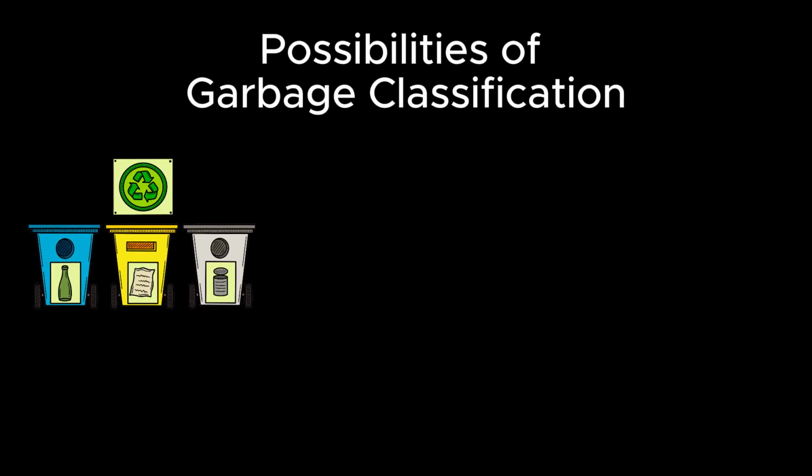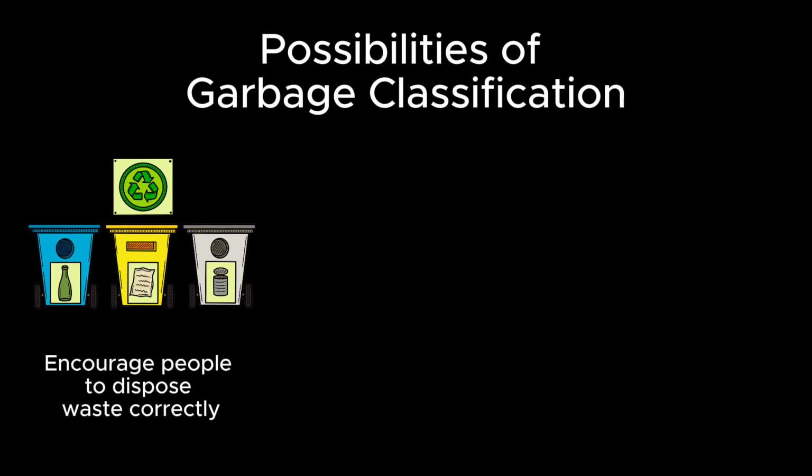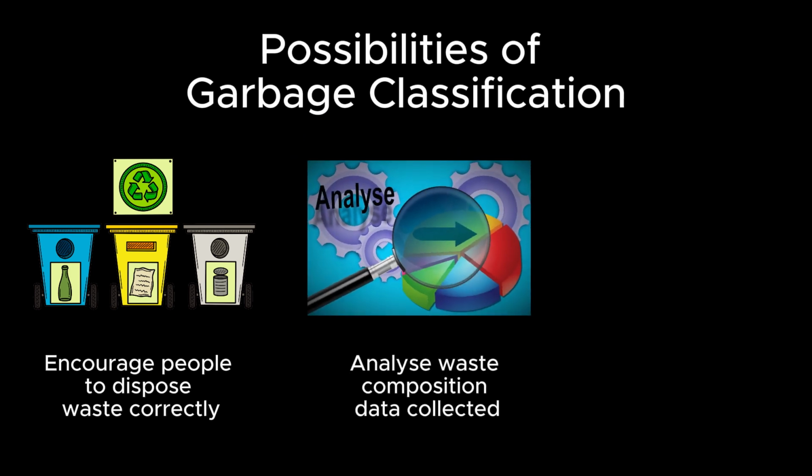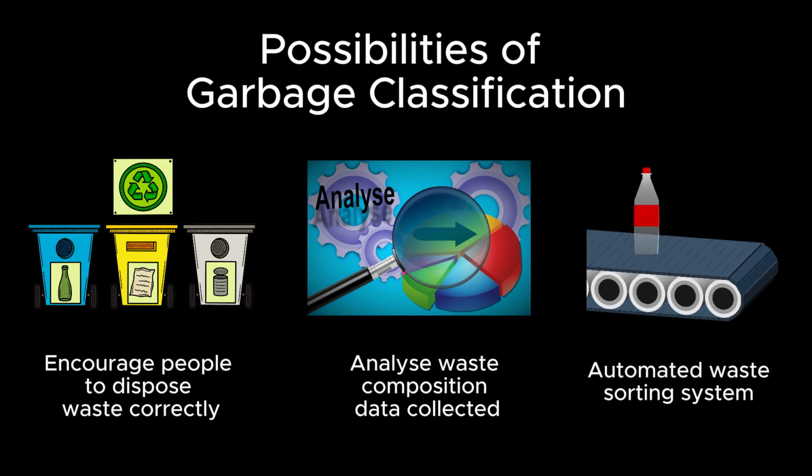Let's consider the possibilities of garbage classification. One potential use case is using it as an educational tool to encourage people to dispose waste correctly. It can also be utilized in waste management to analyze waste composition data collected from various sources and automated waste sorting systems, for example, identify and sort different types of waste on conveyor belts. Now let's explore how we can encourage people to dispose garbage correctly with garbage classification.